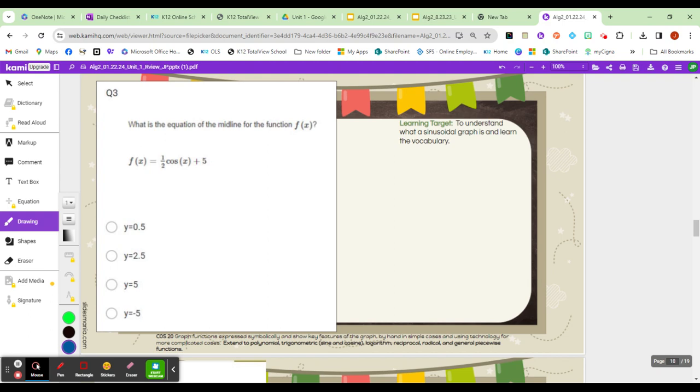Number 3, what is the equation of the midline? Your midline is always going to be associated with your C value. So if your C value is 5, your midline is always going to have the equation of y equals the C value. So our midline is going to be y equals 5. So we would choose the third answer.